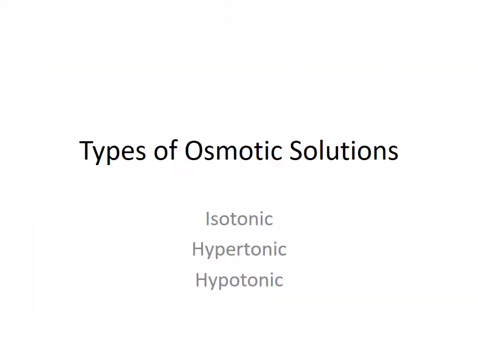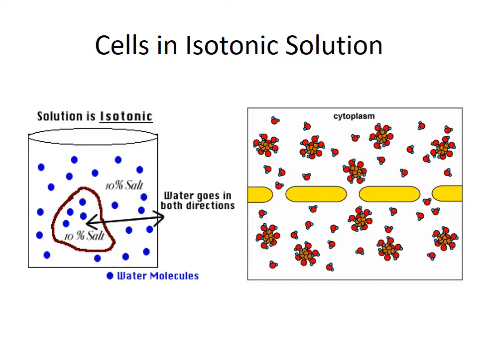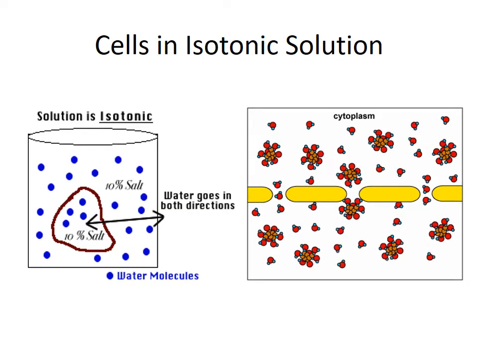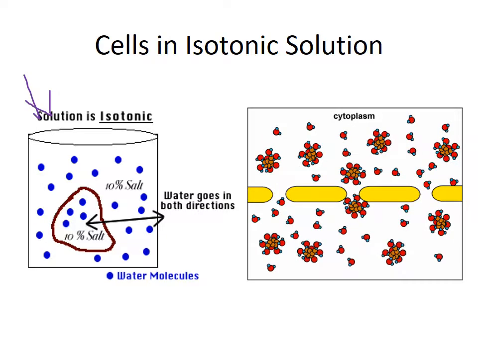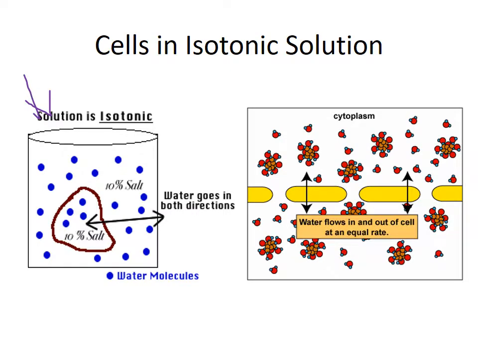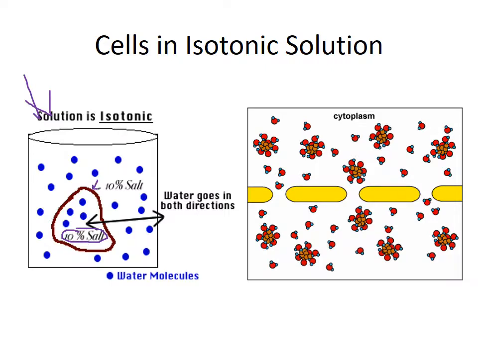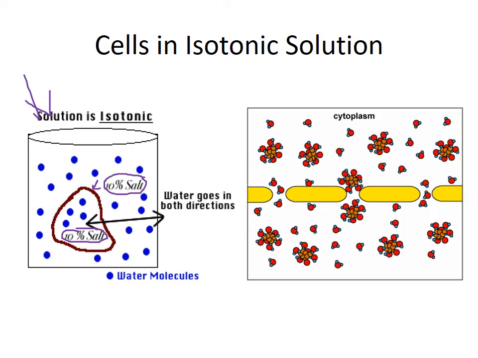Now there are three different types of osmotic solutions: isotonic, hypertonic, and hypotonic. If the concentration of solute on both sides is the same, it's called isotonic. In this case, we're looking at the concentration of salts. So here I have a beaker representation. The solution is isotonic. I have 10% salt water in the cell. This red little bag looking thing here is the cell. And I also have 10% salt solution outside the cell. So basically I have a net balance, or net zero water movement.